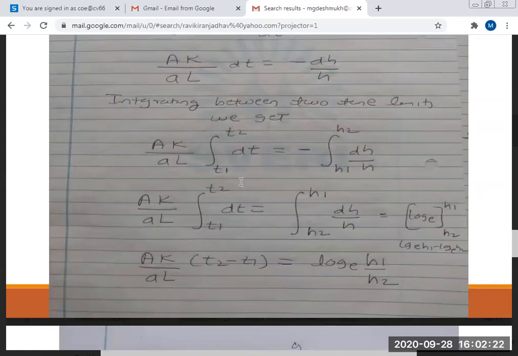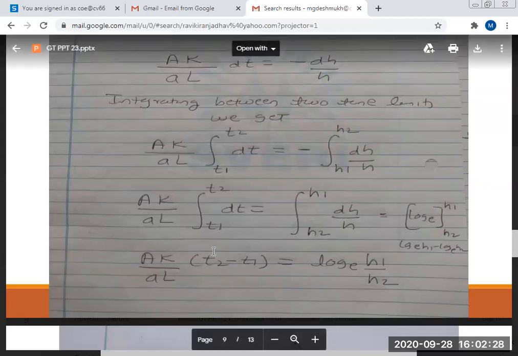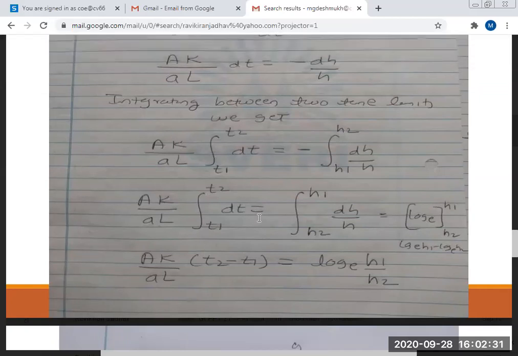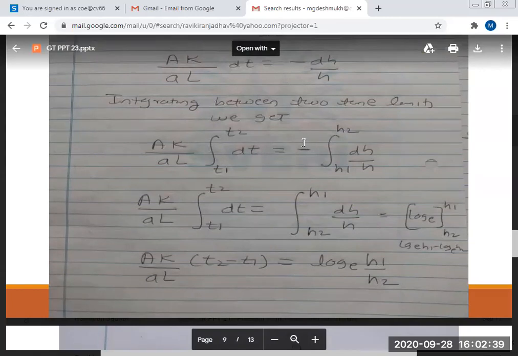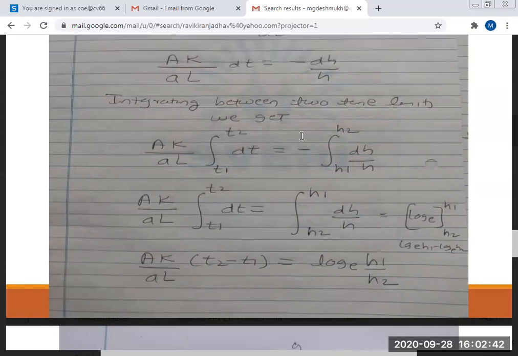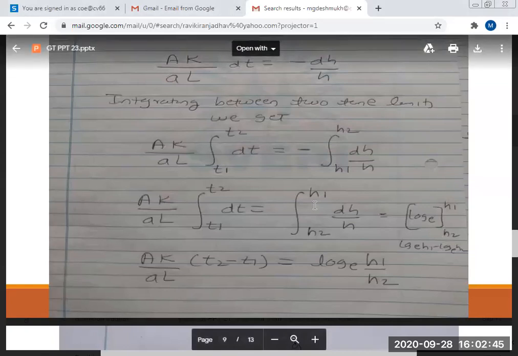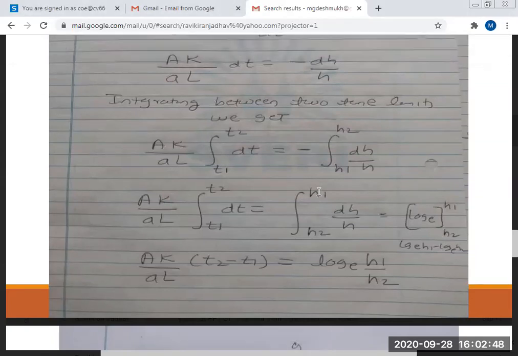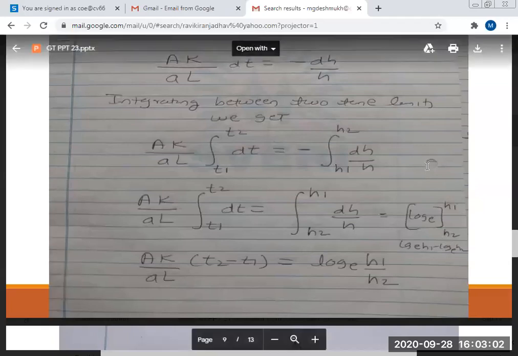So same thing I did here also, no change at all in LHS. Integral t1 to t2 dt. Here what I do, you learnt in your 12th class, a definite integral property is there. When this minus sign is removed, h1 to h2 becomes h2 to h1, that is dh by h. So AKaL integral t1 to t2 dt is equal to integral h2 to h1 of dh by h.